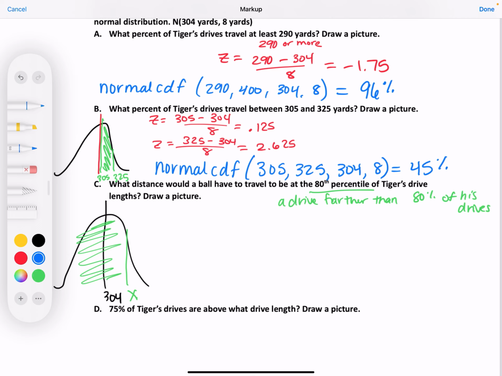Anybody remember what our calculator function was for this when we did it the other day? If not, it's okay. So we go second, bars, and INV norm. Yep, INV norm. And you type in the percentile as a decimal. Remember, I think it says area, it's actually what your calculator says. And then mean and standard deviation.